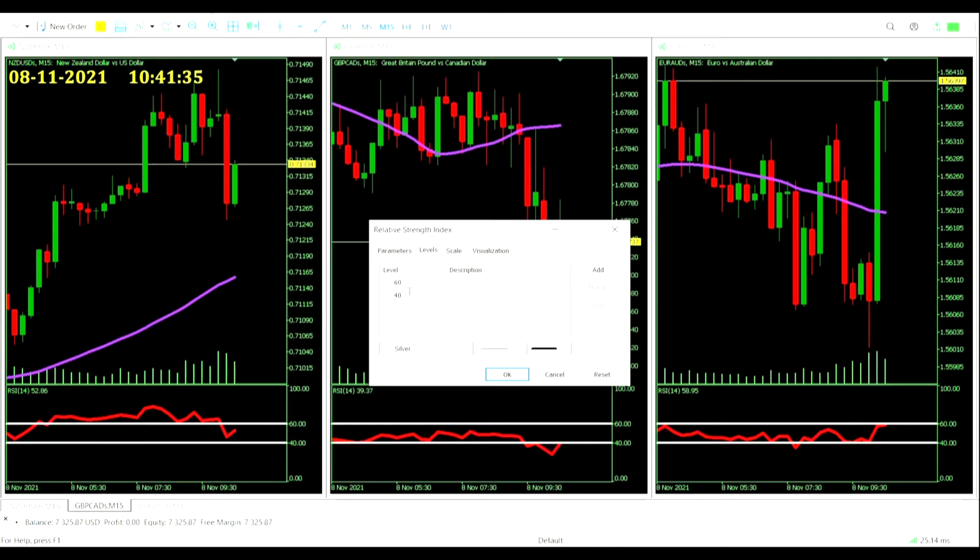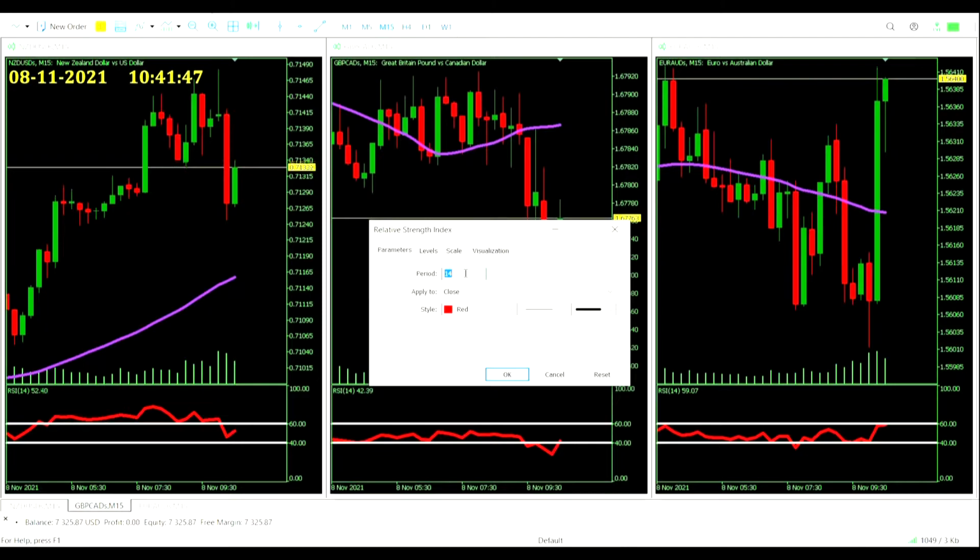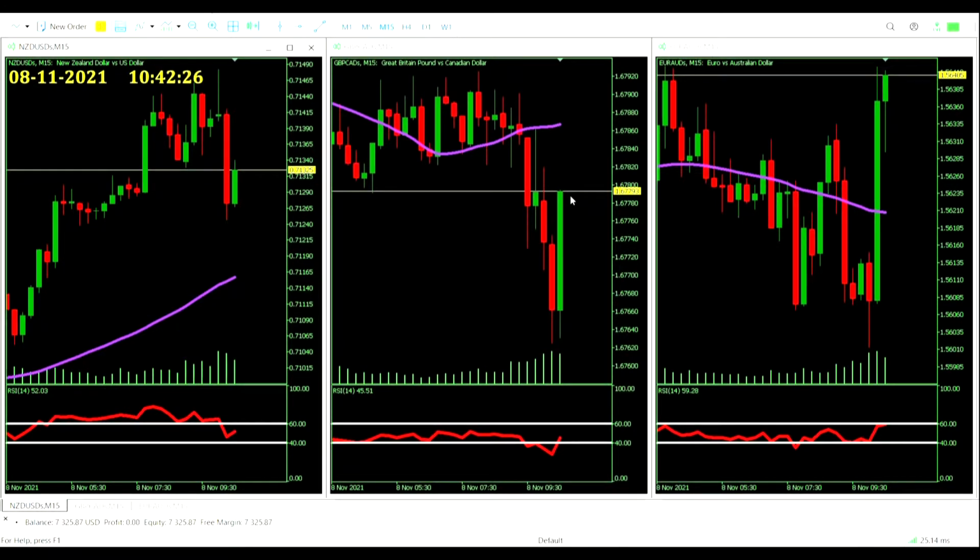Let's take a look at that one. The levels set at 60 and 40. And it is 14 periods once again applied to the close. This time in a style of red. What is going on in those charts? Great British pound seeing some strength come back into it. Not as much as the euro Australian dollar has the last couple though. And it's getting very close to a signal.